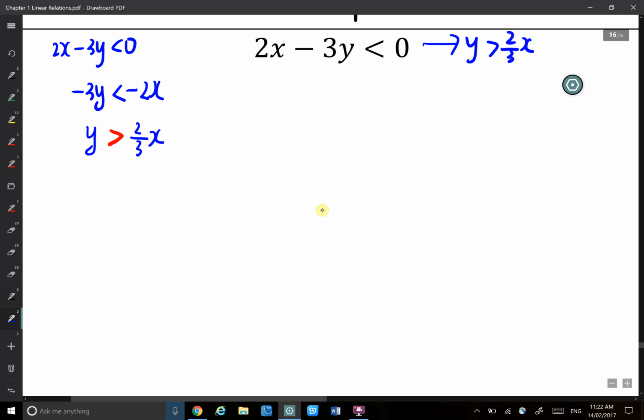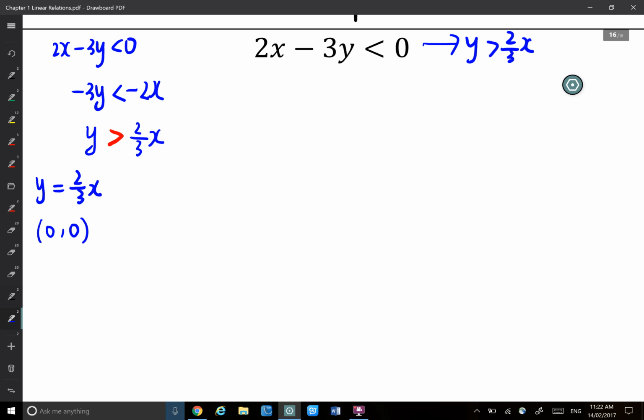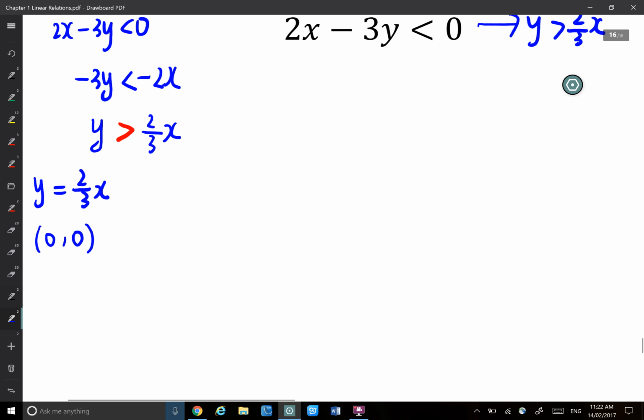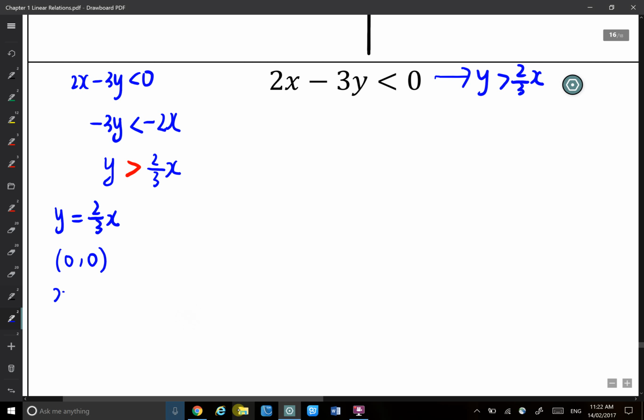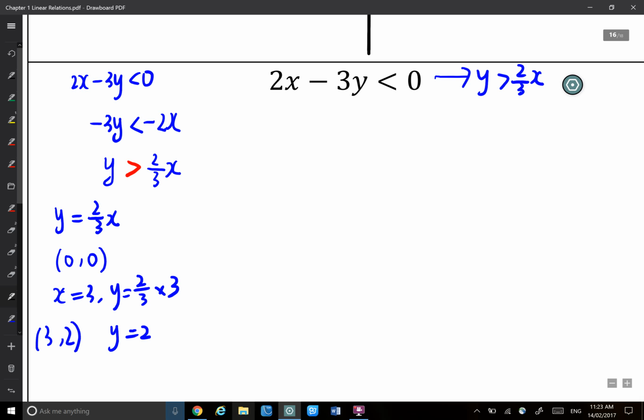And I need to sketch y equals to 2 over 3x. We know this graph must pass through the point 0, 0. We need 2 points to sketch a linear graph, so I need to work out the other point. I can make x equals to 3. Then y equals 2 over 3 times 3, so y equals to 2. So 3, 2 will be the other point.